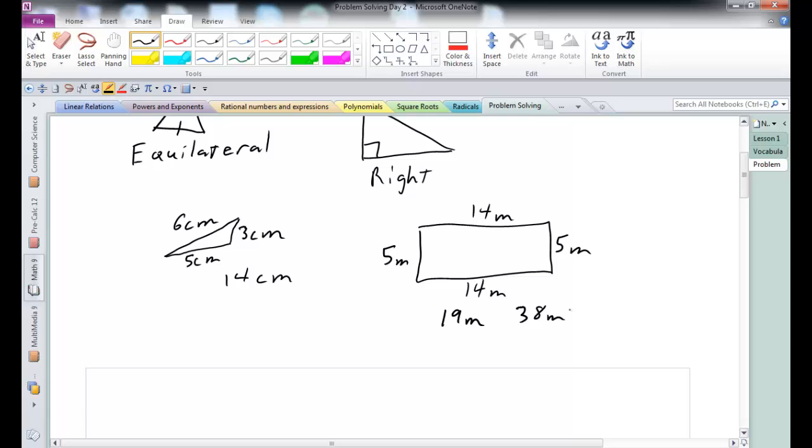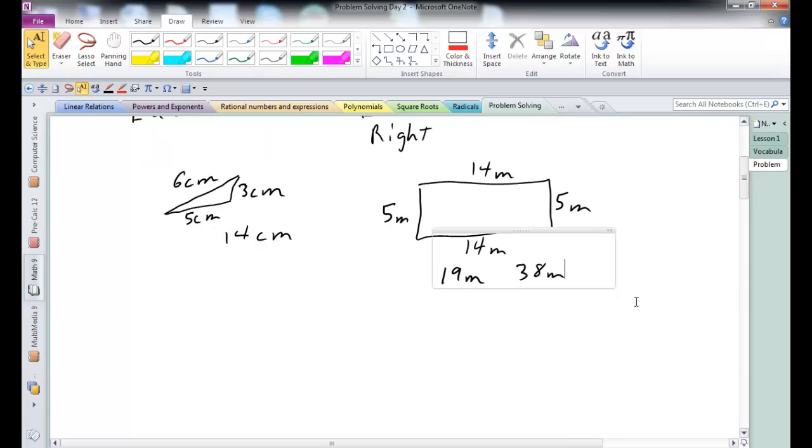The area formula for a rectangle is the length times the width. And so for this rectangle, we'd have 14 meters times 5 meters. That's going to give us 70 meters squared. You have to remember, when you're working with area, that the units are going to be squared.